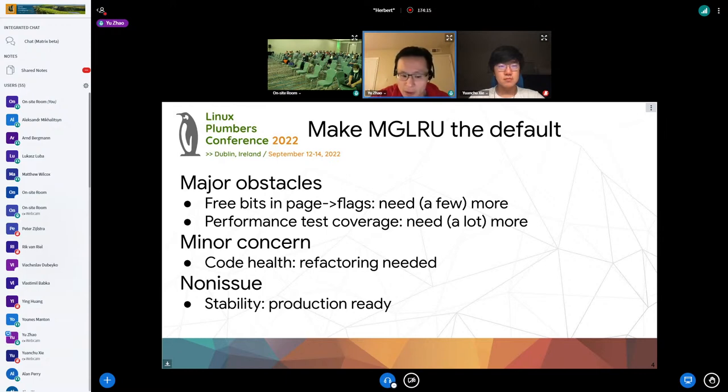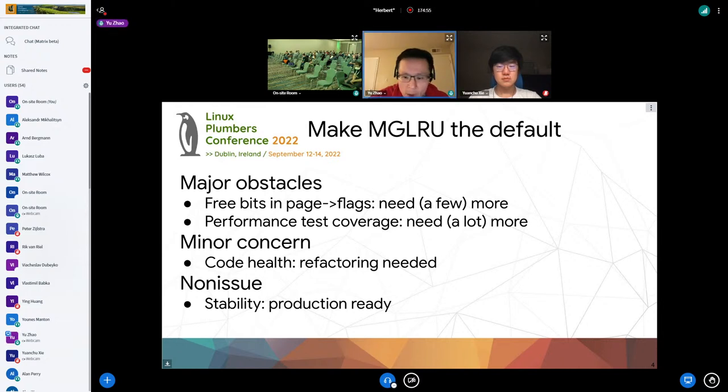Specifically, we want to move page active, page unevictable, and page swap backed into the pointers. Those bits are not modified when a page is on the RRU list, so it is safe to use the lower bits of the RRU linked list node. Once this is done, we can make the MGRU the default for all CPU architectures without breaking any build configurations.